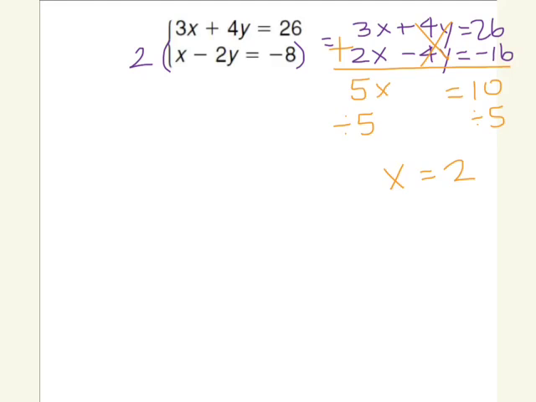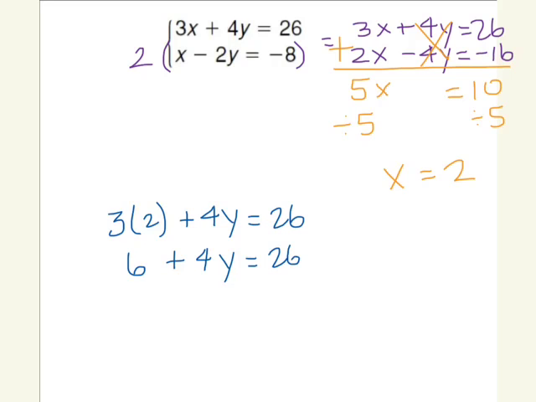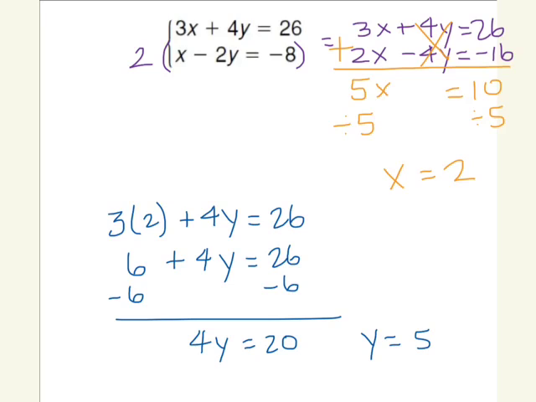Plug that into my top equation. 3 times 2 plus 4y equals 26. That's 6 plus 4y equals 26. Subtract 6, subtract 6. 4y equals 20. Y has to be 5. My solution is 2, 5. It's golden.